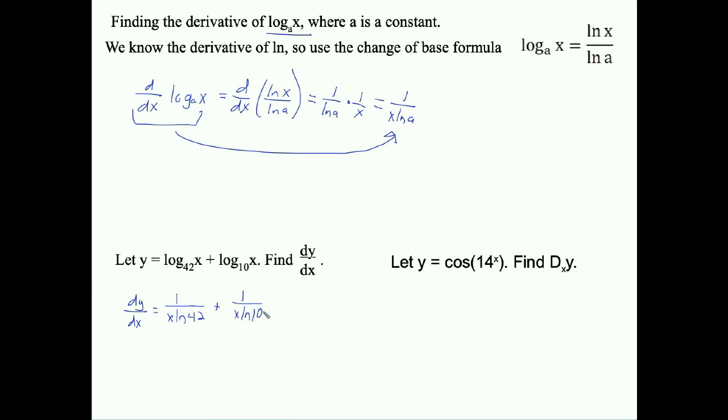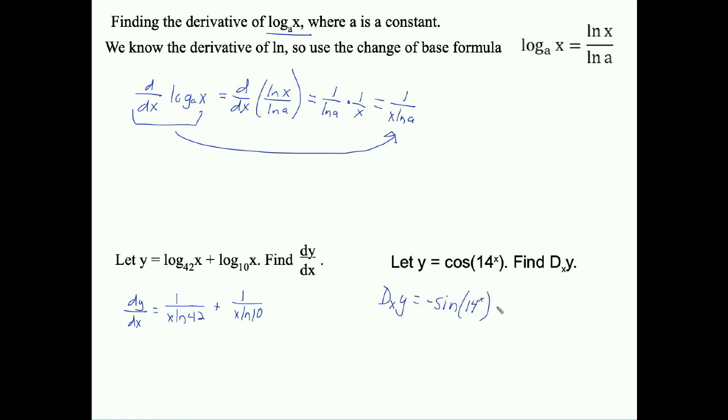And that's our answer. Coming over here, let y equal cosine of 14 to the x. Find the derivative in terms of x of y, is that what that symbol means. So this is going to equal, well, the derivative of cosine of something is negative sine. So we get negative sine of 14 to the x, but we have the chain rule in effect here. So we need to take the derivative of what's inside.